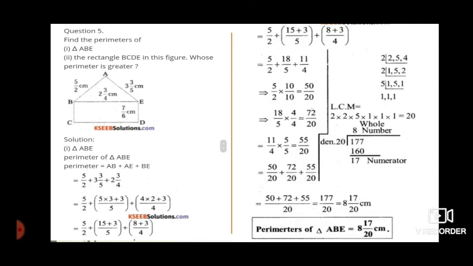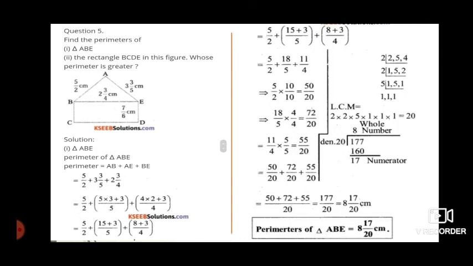So what are the 3 sides? 5 by 2 centimeters, 2 3 by 4 centimeters, and 3 3 by 5 centimeters. So the perimeter is AB plus AE plus BE, that is 5 by 2 centimeters plus 3 by 5 plus 2 3 by 5. Now we cannot proceed with these mixed fractions. So first, we have to convert the mixed fractions into improper fractions.